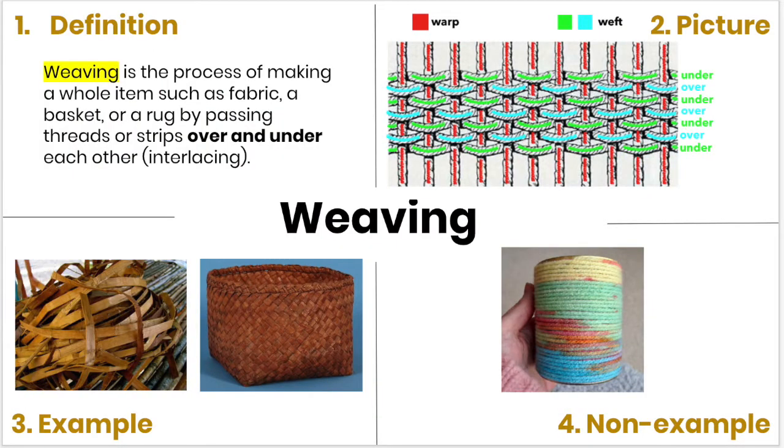The third box shows you an example of how strips are woven together to create a basket. The fourth box shows you a non-example of weaving. This yarn is just wrapped around a cylinder. And this wrapping shows that there is no weaving because the yarn is not interlaced. They are not passed in an over and under pattern. Now let's get started with weaving.